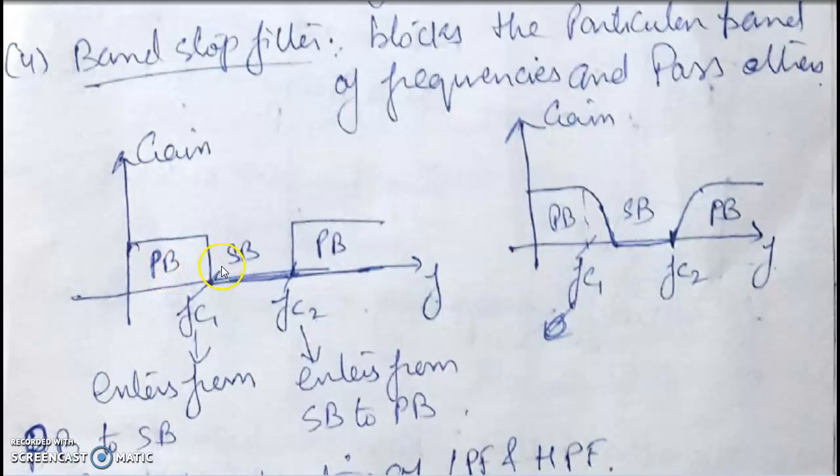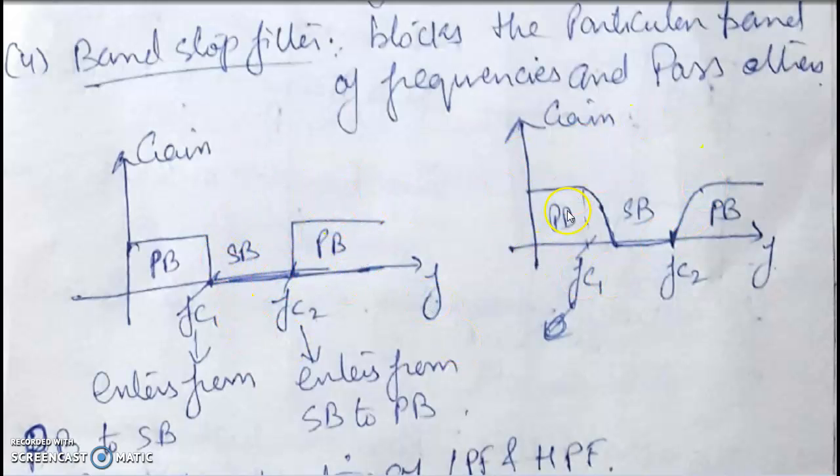So whenever there is a transition between stop band and pass band or pass band and stop band, the frequency defined at that point is the cutoff frequency. So two cutoff frequencies are there. At first cutoff frequency, the filter is entering in the stop band from the pass band, and at the second cutoff frequency the filter is entering in the pass band from the stop band. This is the ideal characteristic.